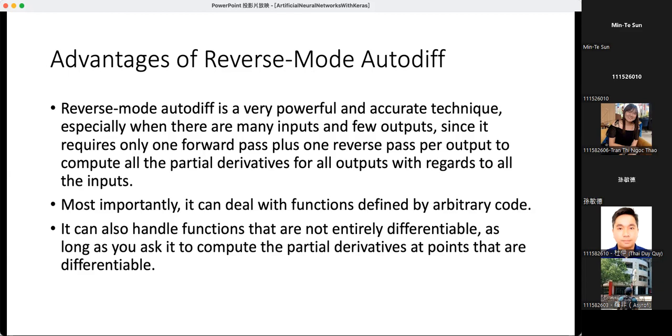And also it can deal with functions defined by arbitrary code. So it can also handle functions that are not entirely differentiable, as long as you are asking for the value at a place where it can be differentiated. Okay, so this is a very powerful technique.